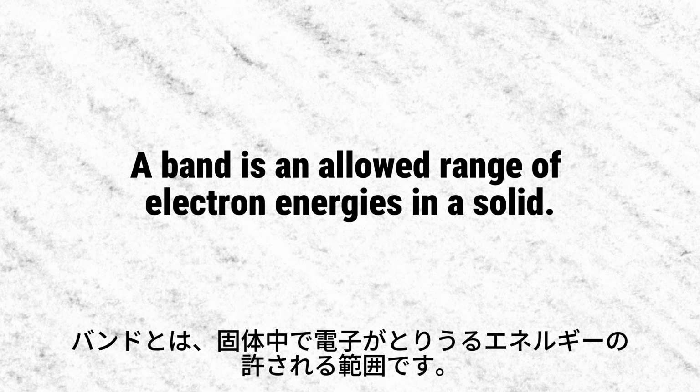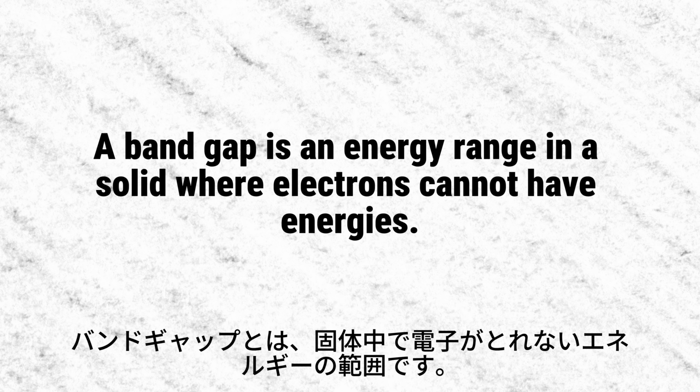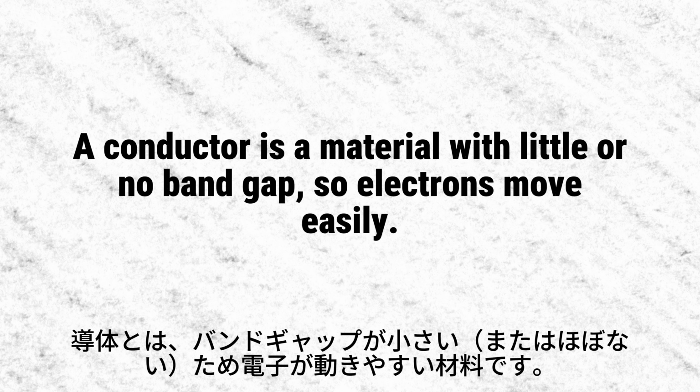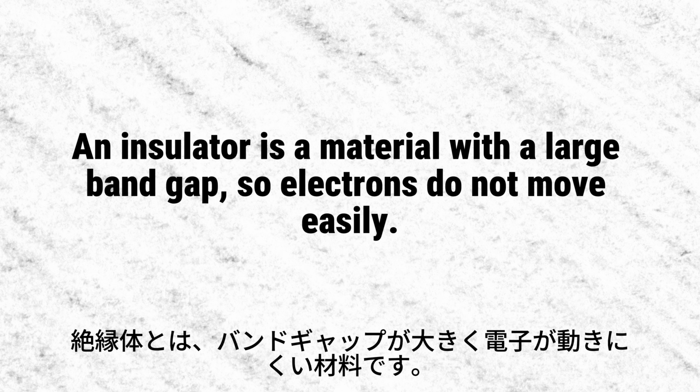A band is an allowed range of electron energies in a solid. A band gap is an energy range in a solid where electrons cannot have energies. A conductor is a material with little or no band gap, so electrons move easily. An insulator is a material with a large band gap, so electrons do not move easily.